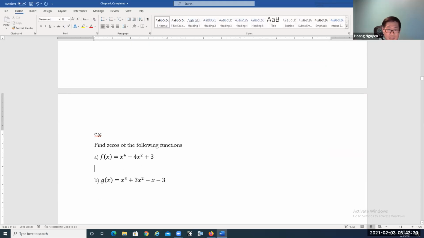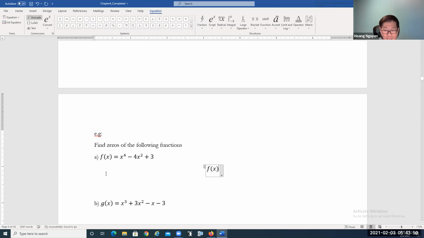Okay, so now let's apply the summary of multiplicity that we have on the previous page. Let's answer this question: find the zeros of the following function. Finding the zeros means that you have to set up the function equal to 0. f of x equals 0. Now we have x to the power 4 minus 4x to the power 2 plus 3 equals 0.